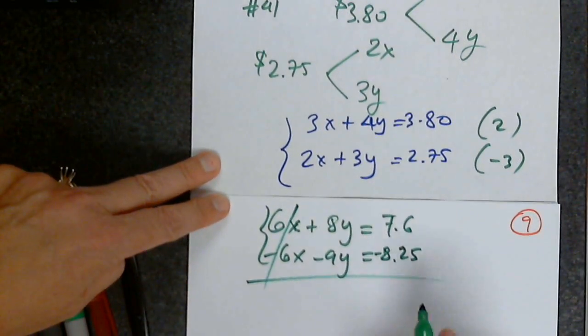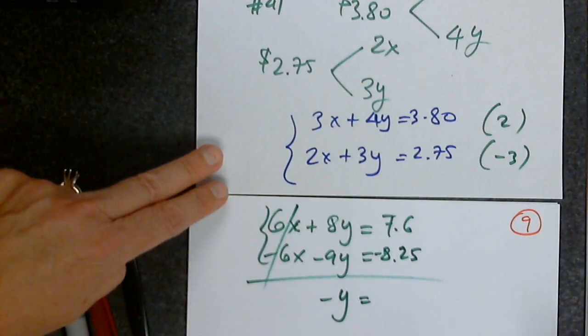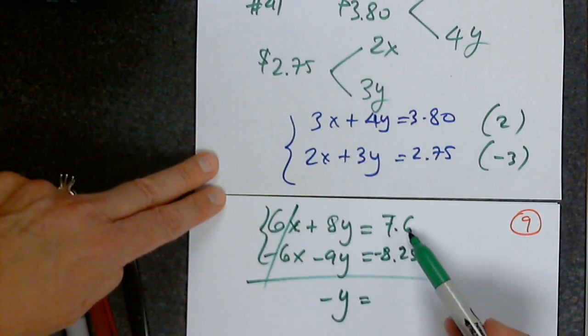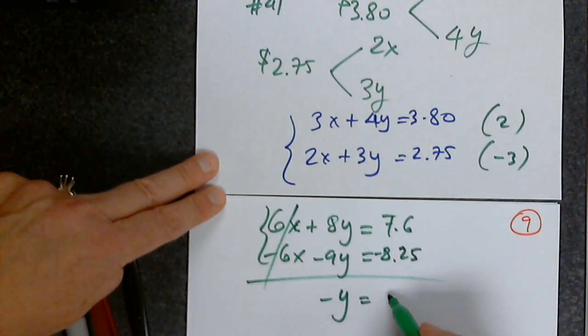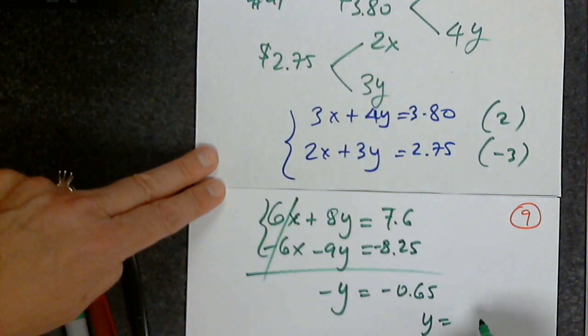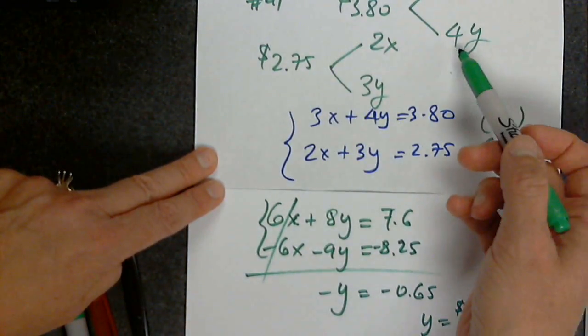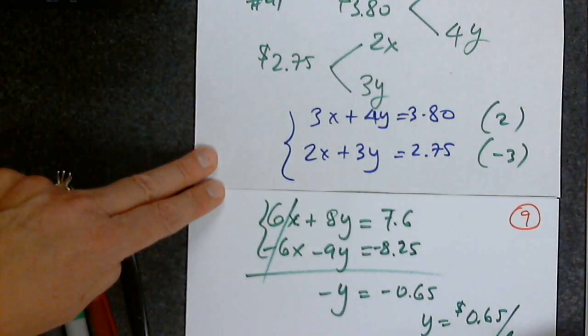X is gone as predicted or as intended. So 25 plus 40. So I got minus 0.65, correct. So then y equals 65 cents, and y was for bacon.